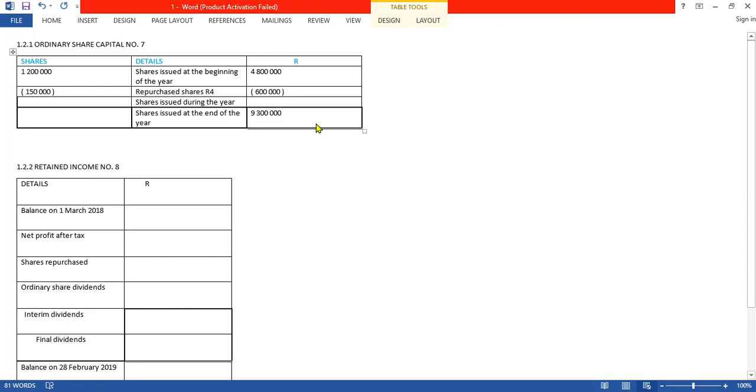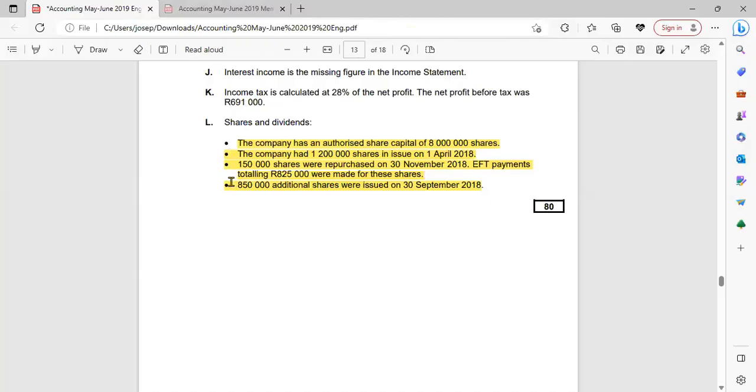Okay, let's go to our question paper. Let's see what it says. So they said 850,000 additional shares were issued 30 September 2018. And for this, guys, I see that my date here is 30 November and 30 September. It is easy, guys. Don't stress yourself and say I got everything wrong.